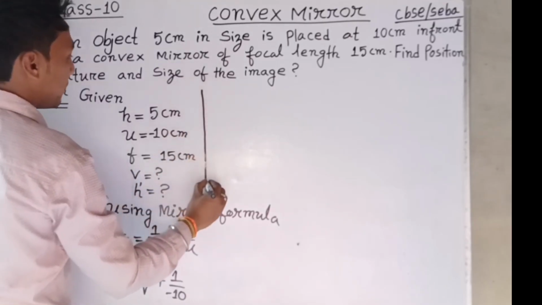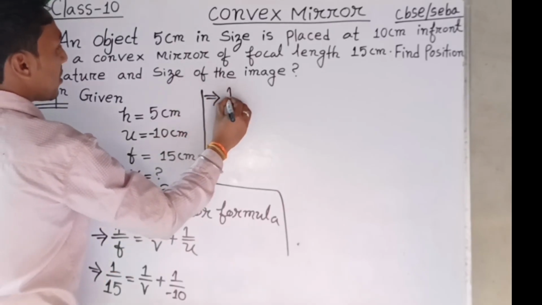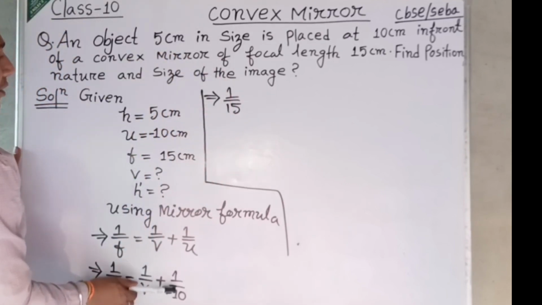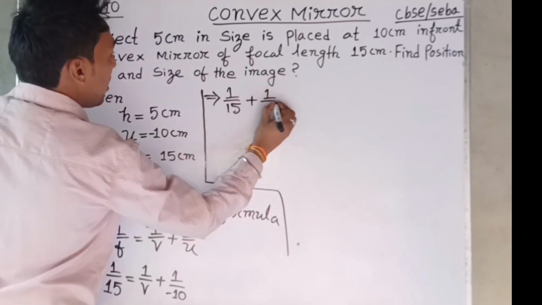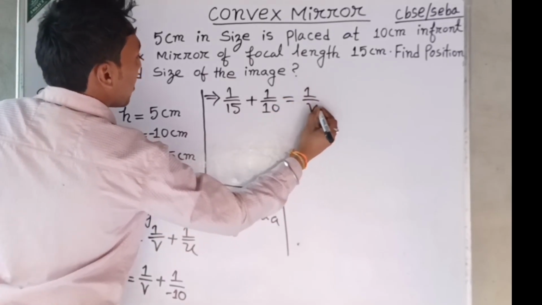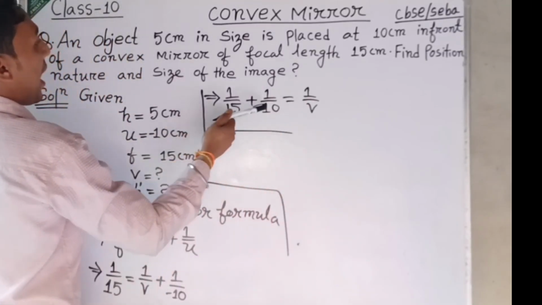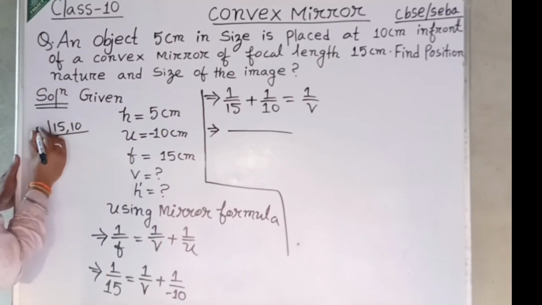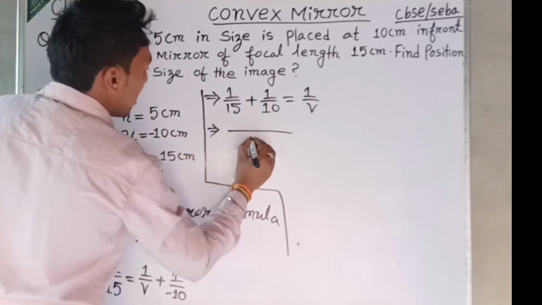Now in next step, 1 by 15 you write as it is. Now 1 by minus 10 you bring left hand side, and if I'll bring 1 by minus 10 left hand side, minus will change into plus. 1 by 15 plus 1 by 10 equal to 1 by v. Now you take LCM of 15 and 10. 5 3s are 15, 5 2s are 10. Do multiply. 5 3s are 15, 15 2s are 30. So LCM is 30.